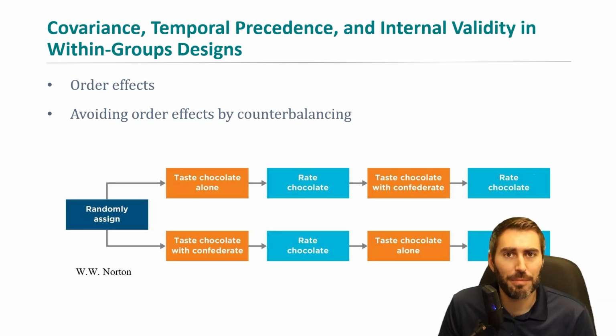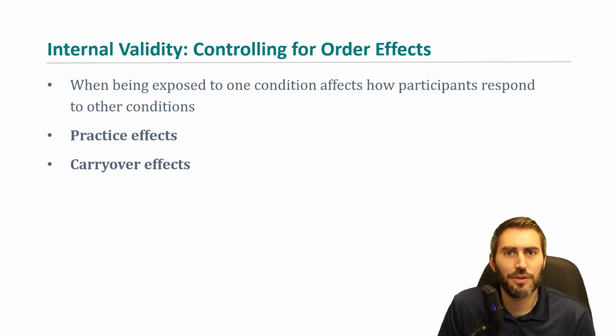This means we split our participants up so that they experience the levels of the independent variable in different sequences. You can see this here where different groups taste the chocolate alone or with a confederate in different sequences or orders. Let's look a little closer at why order effects are such a threat to internal validity. If the order of conditions is what's changing the participant's behavior, then the order itself is a confound, and you can't prove your independent variable did the work.